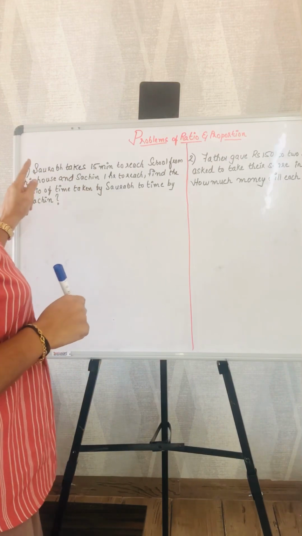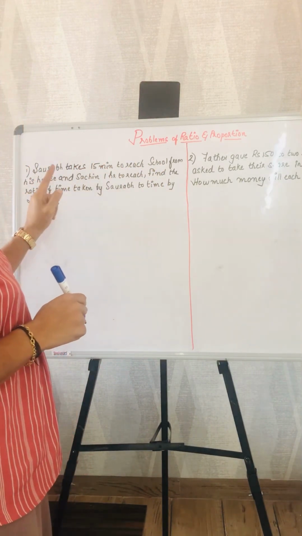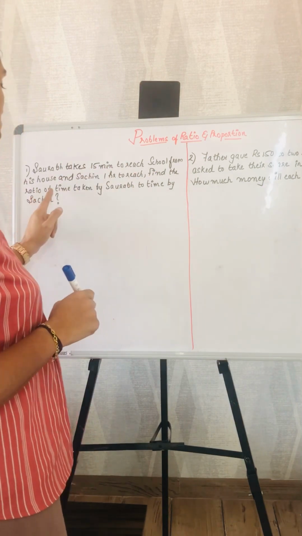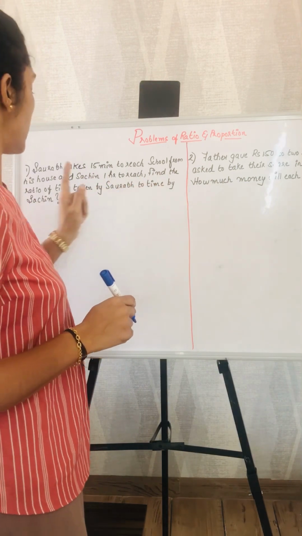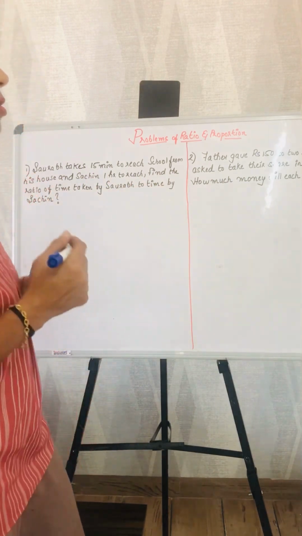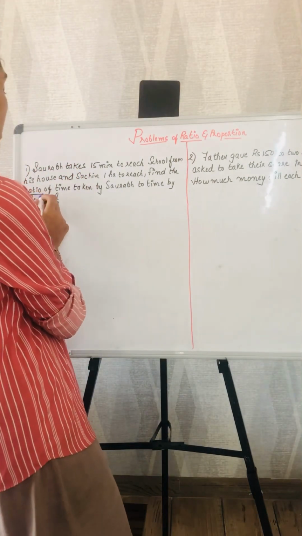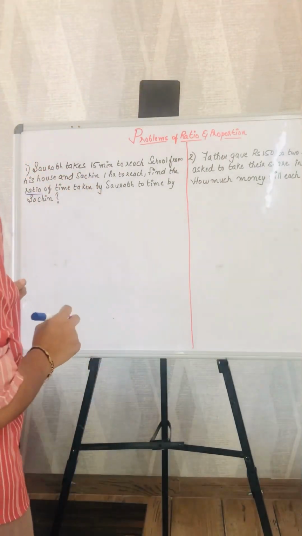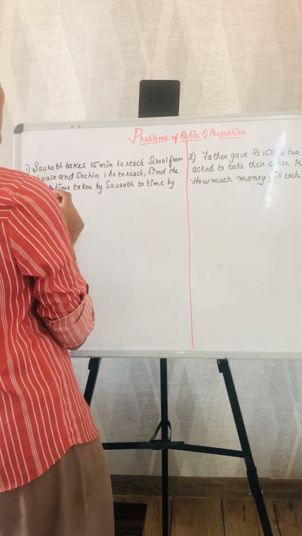The first question: Saurav takes 15 minutes to reach school from his house and Sachin takes 1 hour to reach. Find the ratio of the time taken by Saurav to the time taken by Sachin. So, did you get any hints? Yes, we got the hint: ratio. That means it's from the chapter Ratio. So, let's see our first sentence. From the first sentence, what hint did we get?